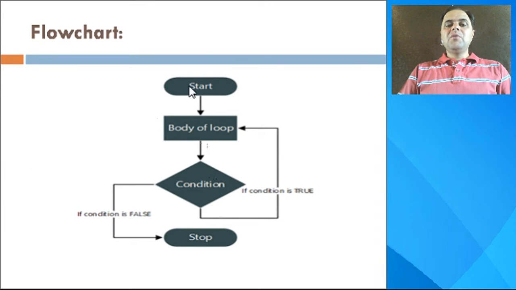So the flowchart of the do while loop: start, first the body of the loop will be executed, then the condition is checked. If the condition is true, then again the body of the loop will be executed, and then the condition will again be checked. If the condition is false, then it will go out of the loop and stop. So the body of the loop should execute at least once even if the first condition fails. This is the flowchart of the do while loop.